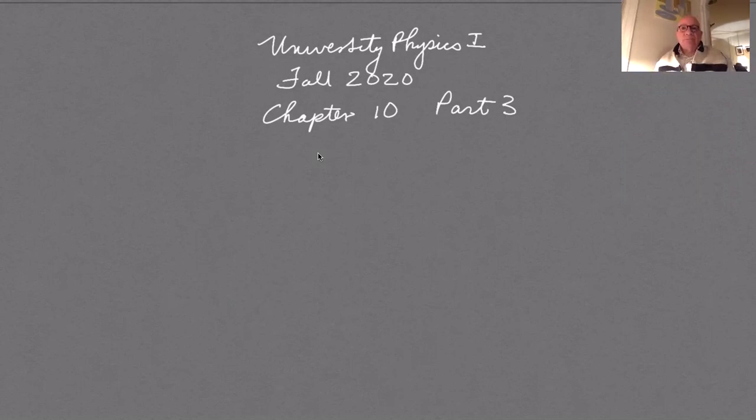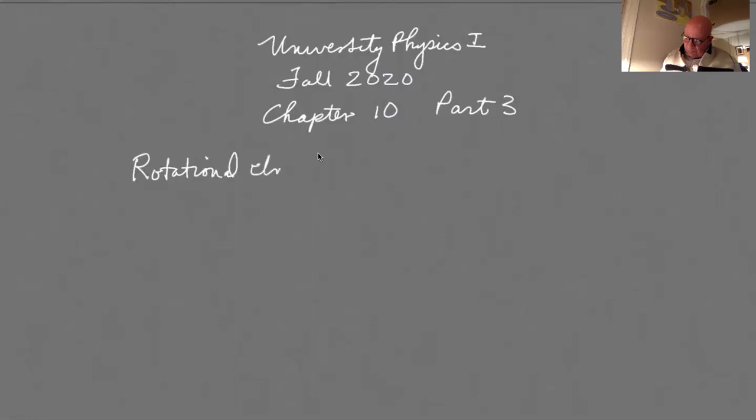We're back in chapter 10, part three. Just a couple of loose ends. If we go back and look at the rotational inertia, we looked at it for a point mass, and we actually derived that. For a point mass, it's mr squared, where m is the mass of the point mass, and r is the distance from the axis of rotation.